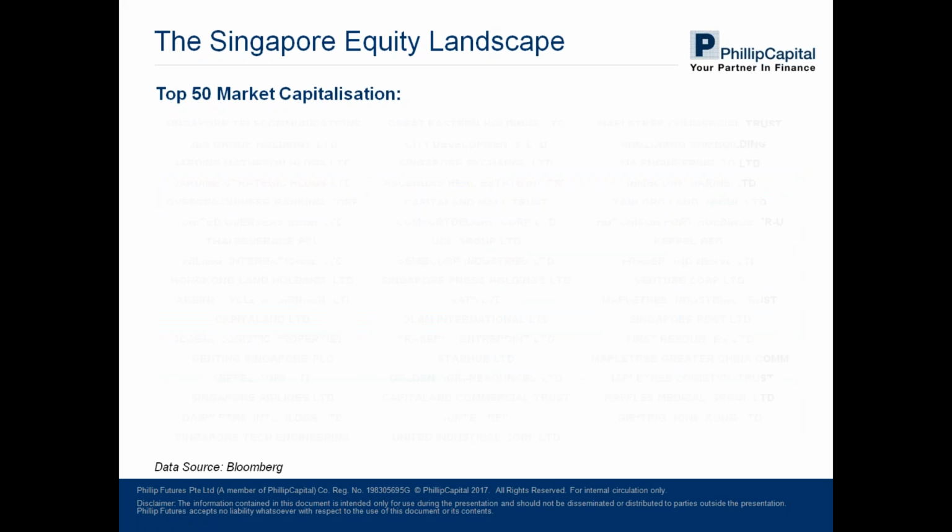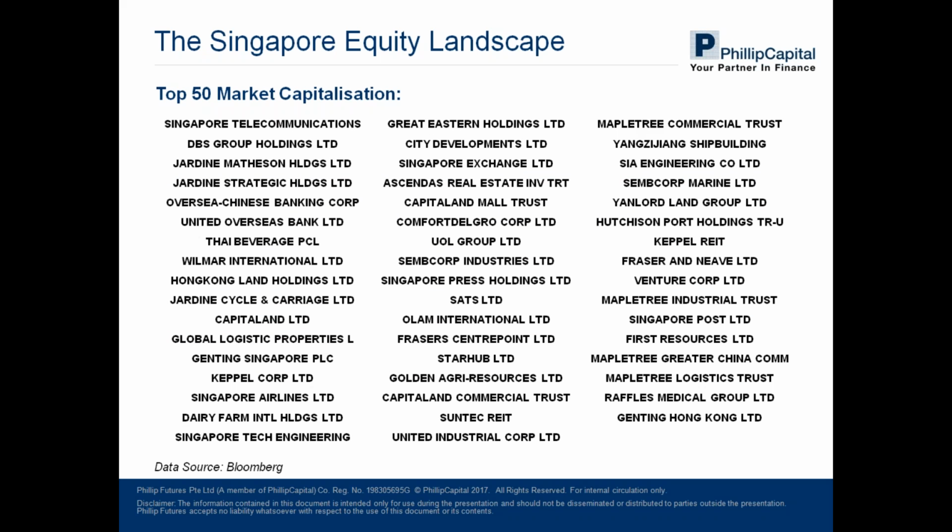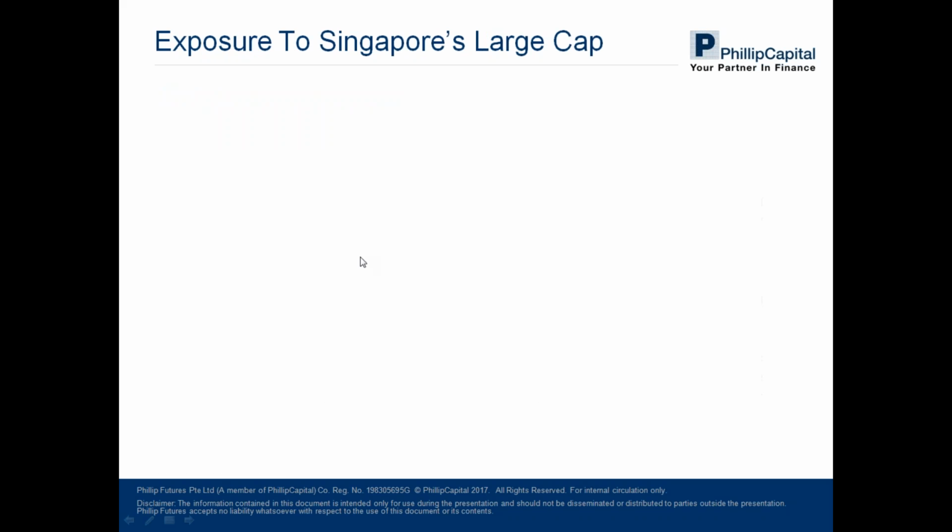In terms of top 50 market capitalization, this is just a very quick list of the 50 heaviest capitalized counters we have on the SGX. We can see a lot of very familiar names here. We have Singtel, Singapore Telecommunications, DBS, OCBC, UOB, Thai Beverage, Hong Kong Land Holdings, and so on and so forth. Do not worry, we'll talk more about this as we go on in this webinar.